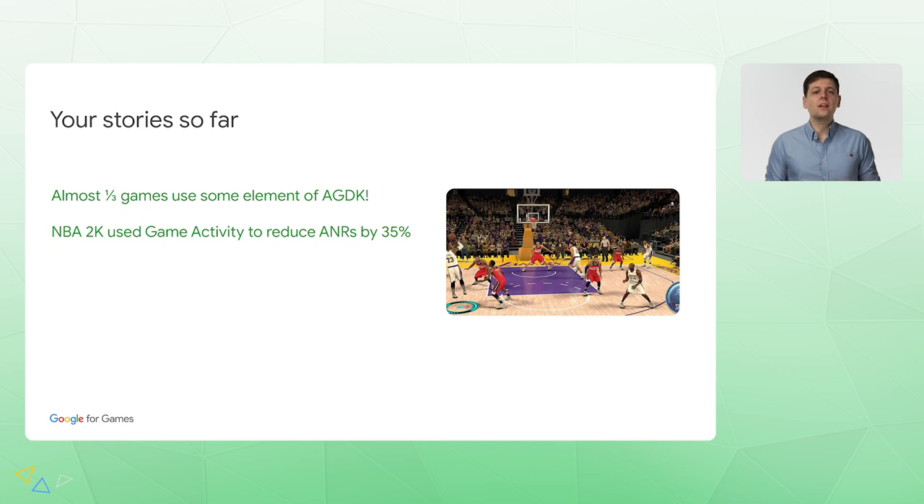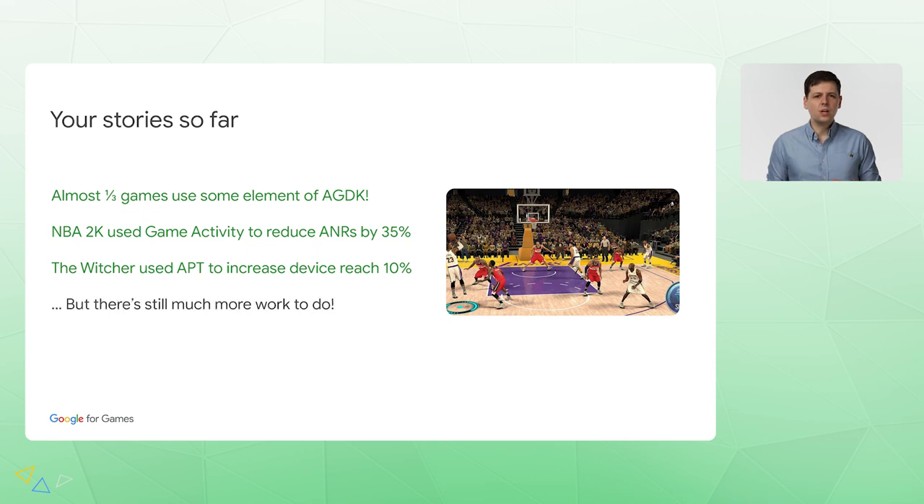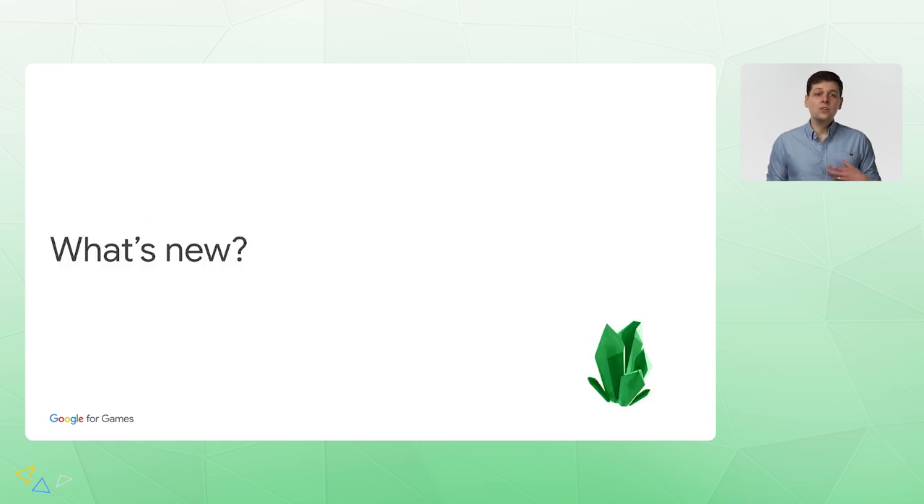You can learn more about that in Victor and Artyom's talk on the AGDK libraries. Last year, we also talked about how The Witcher used Android Performance Tuner to increase device reach by 10%. But there's still so much more left to do. So we made extensive improvements to our existing AGDK suite, which I'll run through now, and then we'll talk about the whole new area that we're adding in after that.